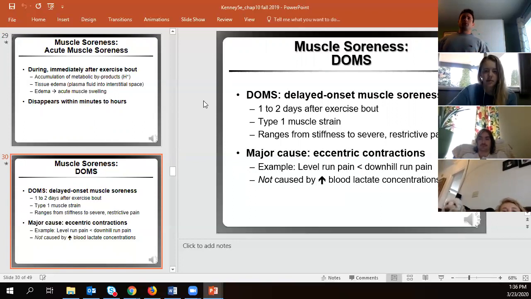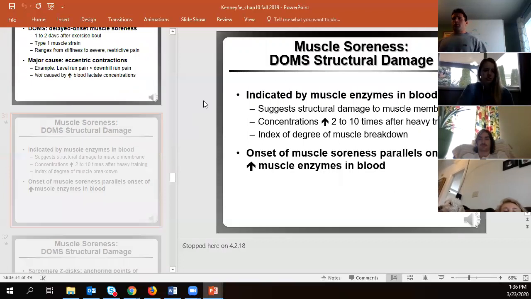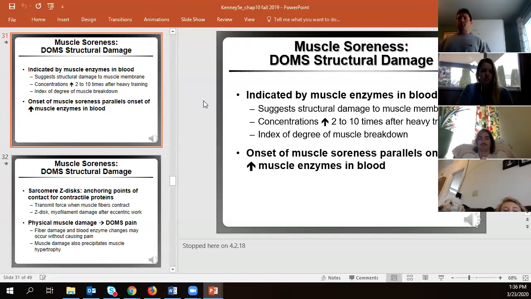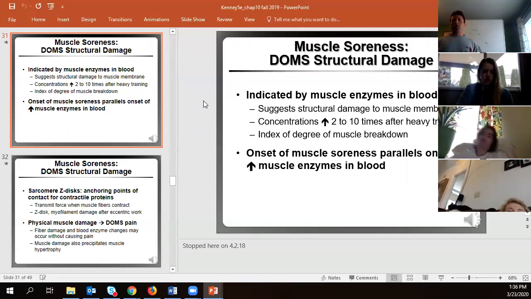Now, this is mostly done to the eccentric component. So this is going to be from doing heavy resistance training, or literally things like running down a hill where you're constantly having to hit the ground harder and harder due to the acceleration of gravity. So we can measure this by literally looking at muscle enzymes in the blood. And that's why if you ever get a blood test run and they're like, oh, your AST and ALT are really elevated, well, they also need to run what's known as your creatine kinase, your CK levels. That's the one that's really indicative of muscle damage.